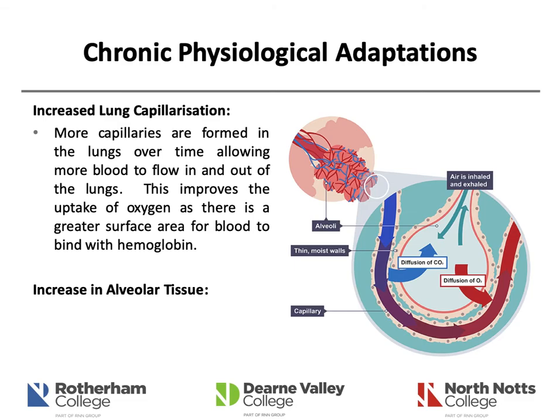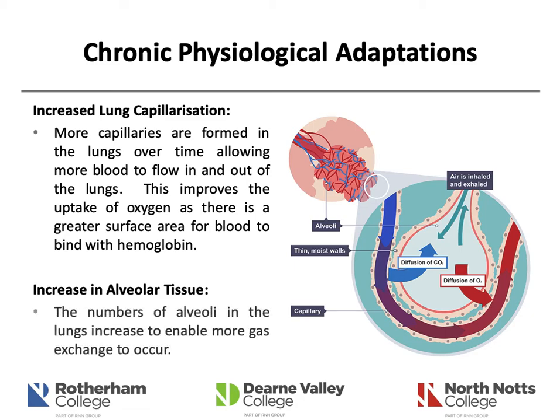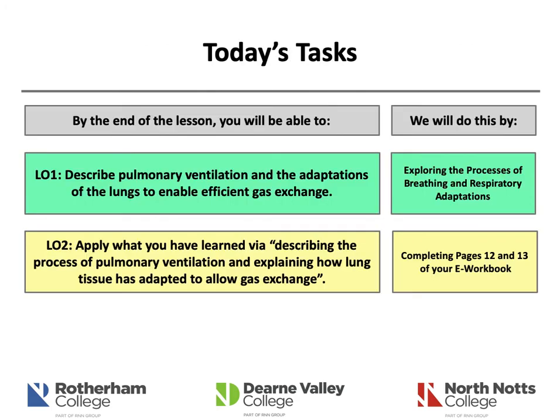Your lungs increase the amount of capillaries that are around the alveoli, and that, essentially speaking, increases the amount of oxygen and carbon dioxide that can be removed and brought in. And also an increase in alveolar tissue. The number of alveoli in the lungs increases as your body needs to adapt to meet the demands of what it is doing. So the body can also increase the amount of alveolar tissue that we've got. And essentially speaking, that is both topics that we need to be looking at today.